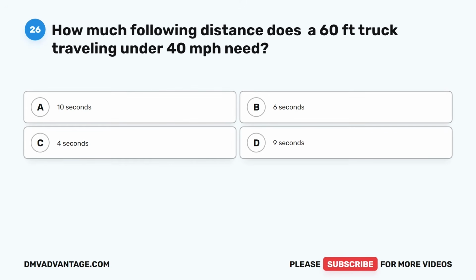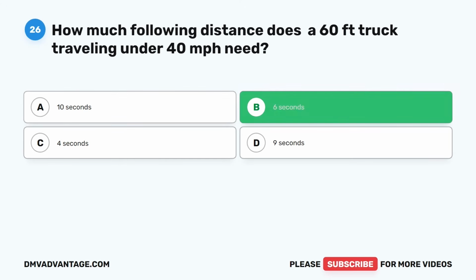Question 26. How much following distance does a 60-foot truck traveling under 40 miles per hour need? A, 10 seconds. B, 6 seconds. C, 4 seconds. D, 9 seconds. The correct answer is B, 6 seconds.